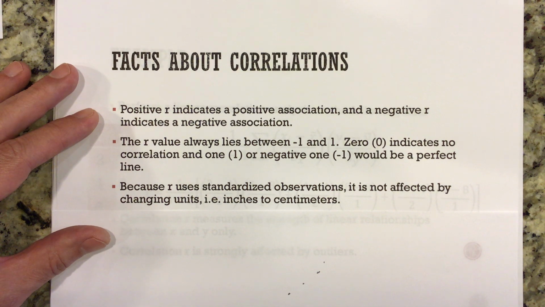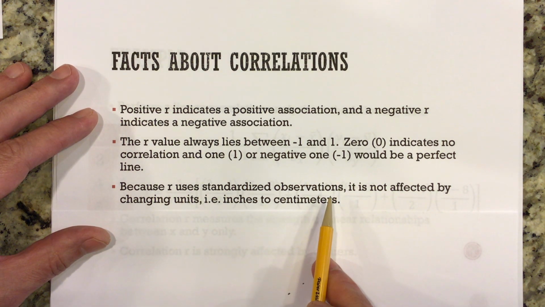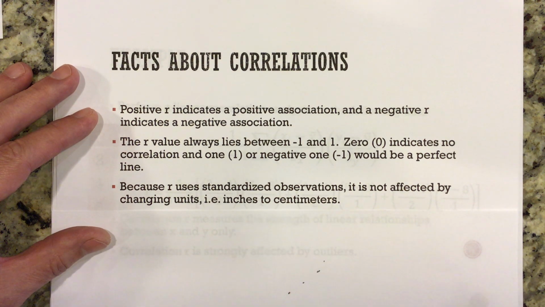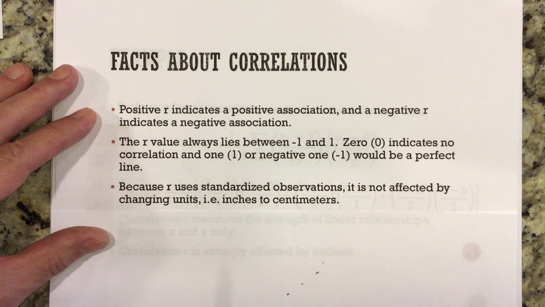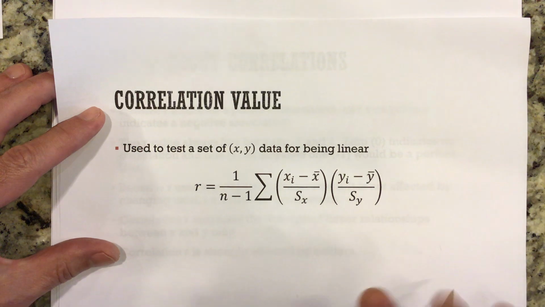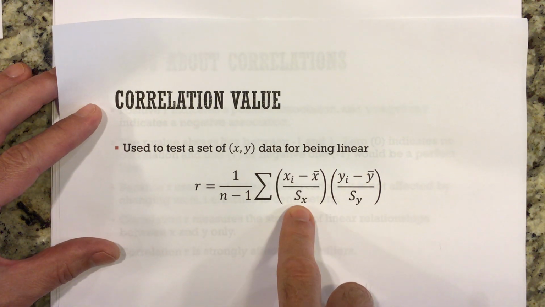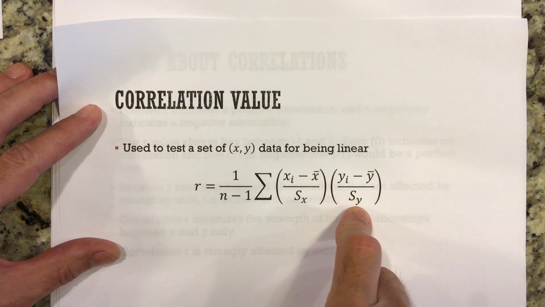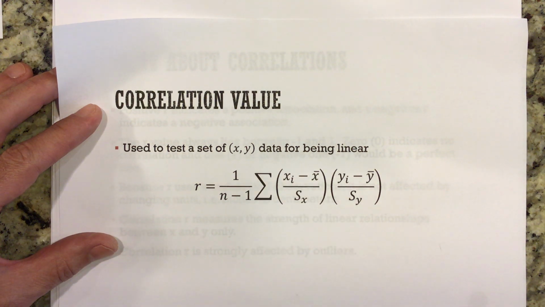Okay, now, this is really important. When I change units, let's say I change from inches to centimeters, feet to miles, Celsius to Fahrenheit, meters to whatever, it's not going to change my correlation because my correlation is using standardized observations. So go back. I'm dividing the x's by the standard deviation of x. I'm dividing the y's by the standard deviation of y. So these are standardized, number of standard deviations.